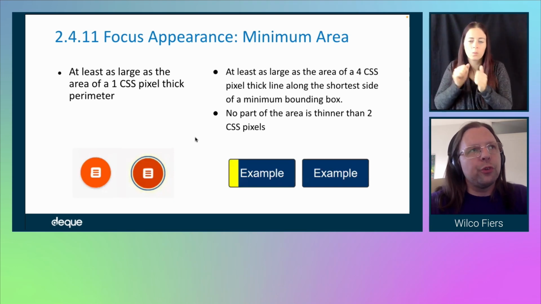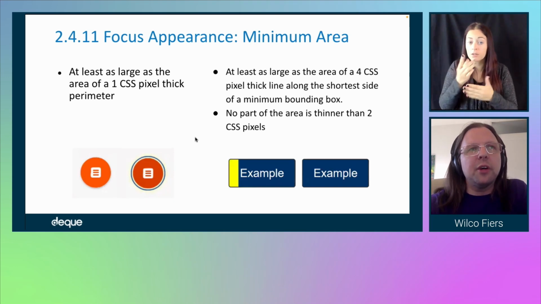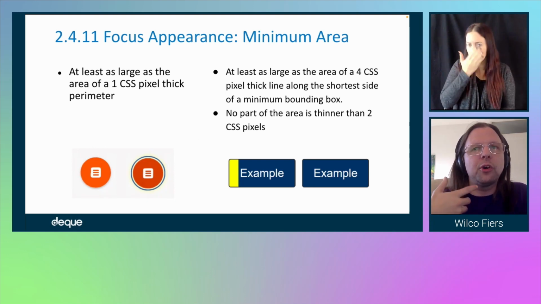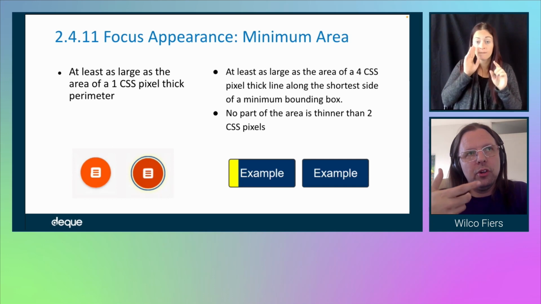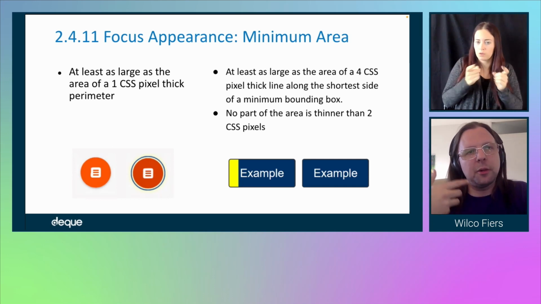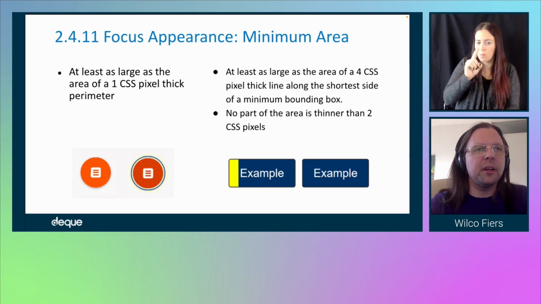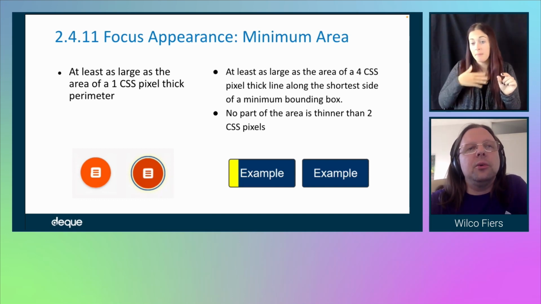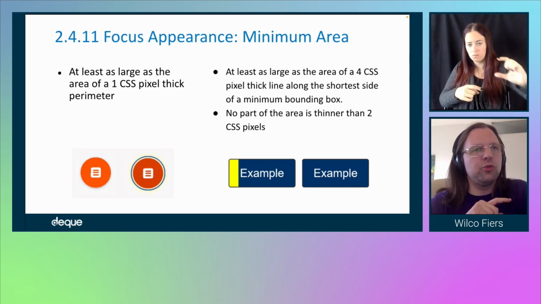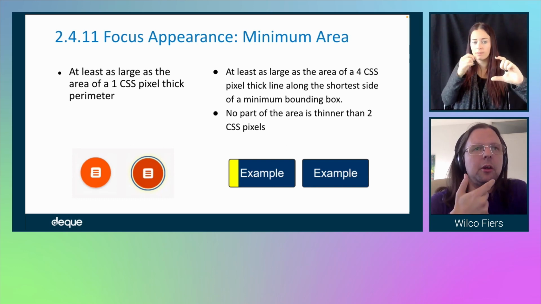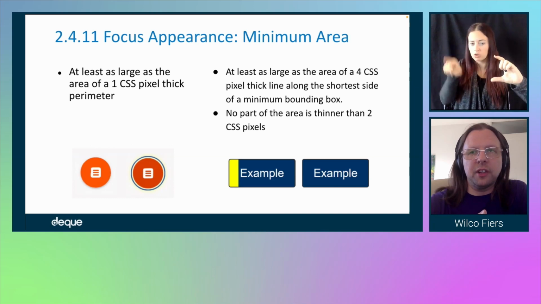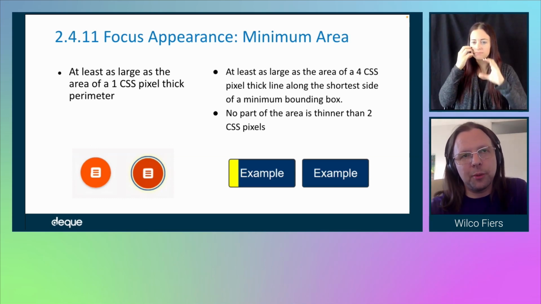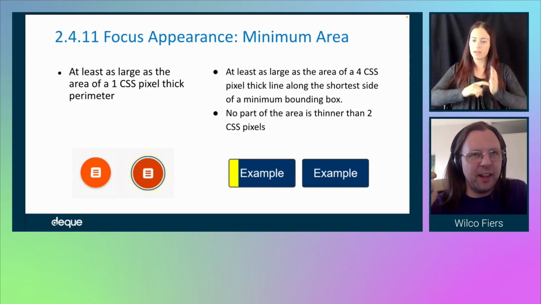Getting into the first item, which is the area of the component. So we want the focus indicator of a control to be either 1 CSS pixel thick perimeter. So if you have a button, like on my screen is a rounded button, as long as you draw a 1 CSS pixel thick border around that button as a focus indicator, you're good. That's fine. That is the easiest way to pass this requirement. Just draw a thing around the thing that has focus.